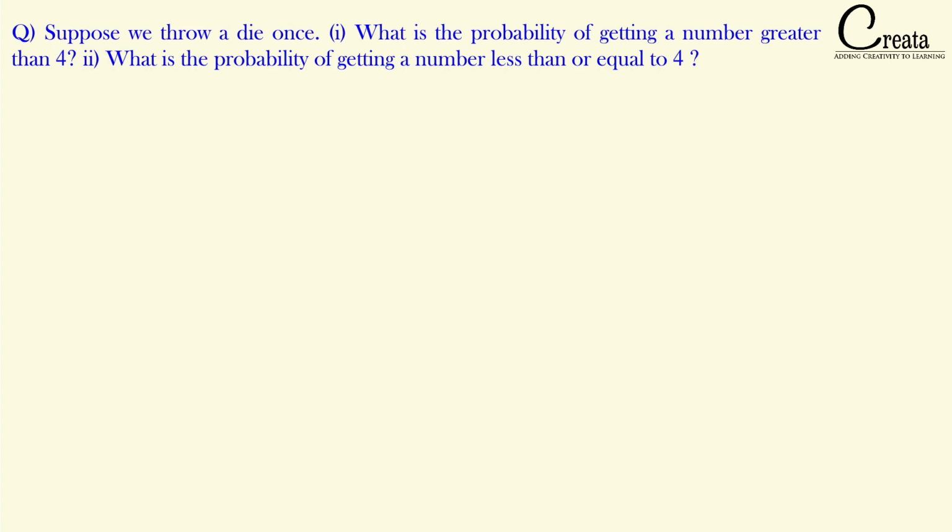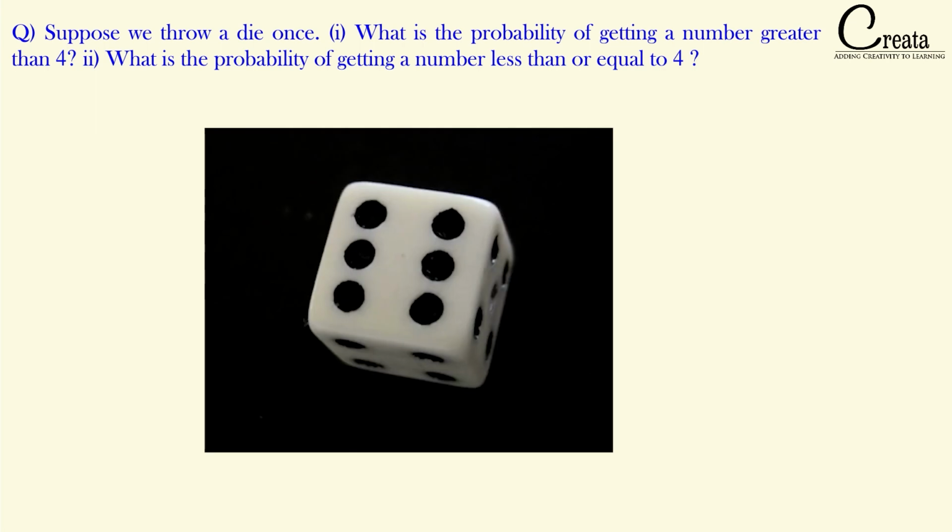Let's move to the next question. Our question is, suppose we throw a die once, what is the probability of getting a number greater than 4? Second part, what is the probability of getting a number less than or equal to 4? Let's try to decode the question by visualizing it. We will not directly jump to the formula.